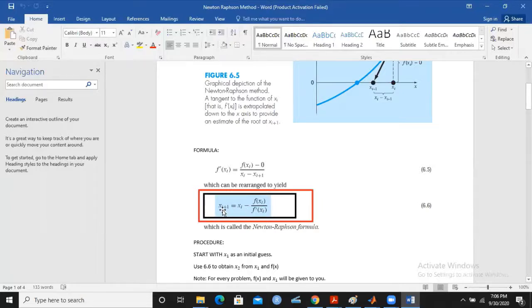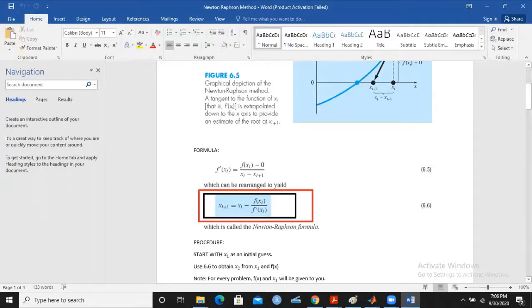In this formula, if I substitute i is equal to 1, what will happen? On the left hand side, I will have x2. On the right hand side, I will have x1 minus f of x1 divided by f dash of x1. All right, so such formulas are called iterative formulas, right? So now the question is how to implement this algorithm on the given problem.